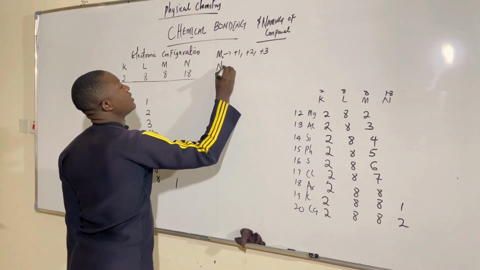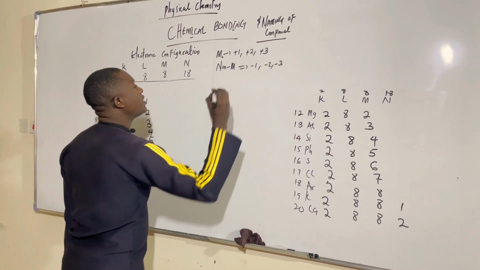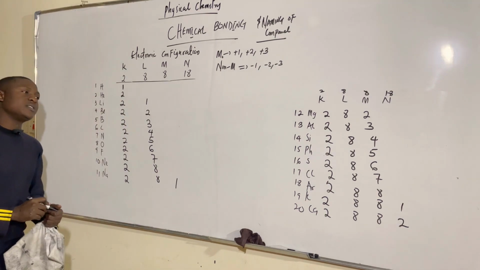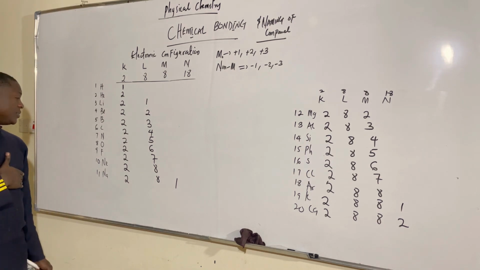And for the non-metal, they can receive 1, 2, or 3. So let's take one example. Take any one of your choice. Let me close my eyes and pick one. Maybe I pick oxygen, for example.